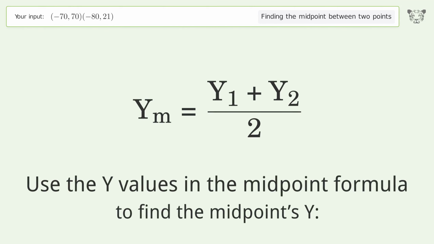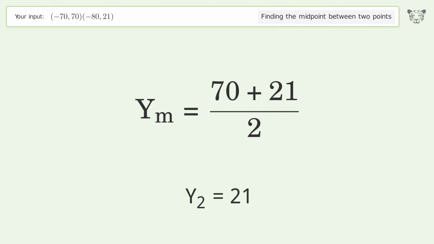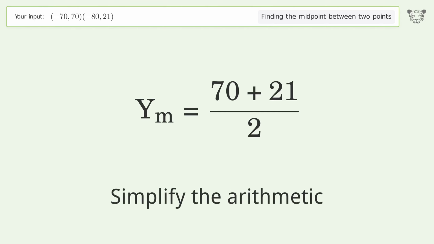Use the y values in the midpoint formula to find the midpoint's y. y1 equals 70. y2 equals 21. Simplify the arithmetic.